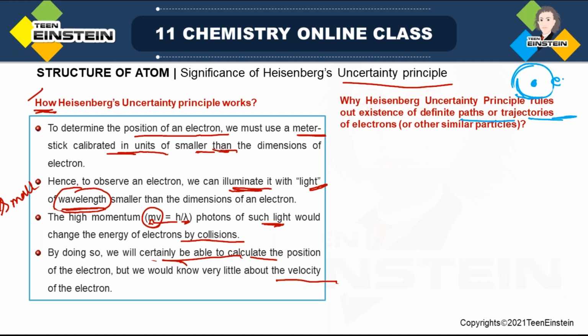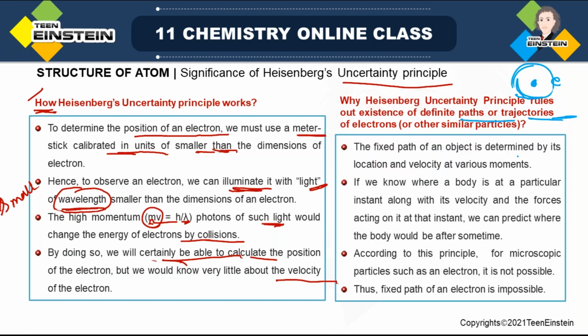But actually, we have seen that there are some limitations in Bohr's model. So this type of definite path or trajectory actually doesn't exist, and it is also ruled out by the Heisenberg uncertainty principle. So why does this principle rule out the existence of a definite path? That is the question here, and we will try to find the answer.